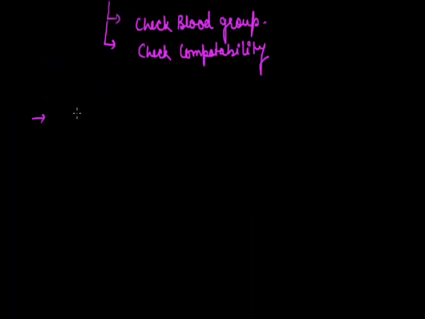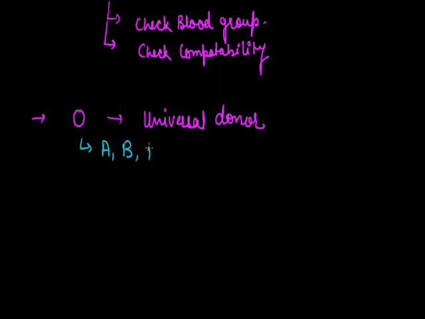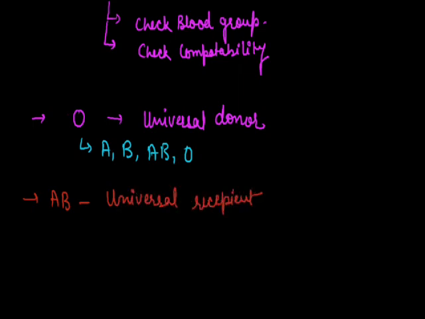According to this, O blood group is devoid of any antigen, that's why it is termed the universal donor. That means it can give blood to A, B, AB and O persons. AB is called the universal recipient because it can receive blood from any blood group: A, B, AB and O.